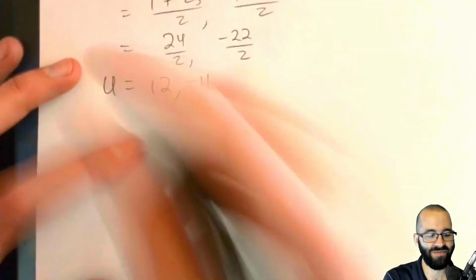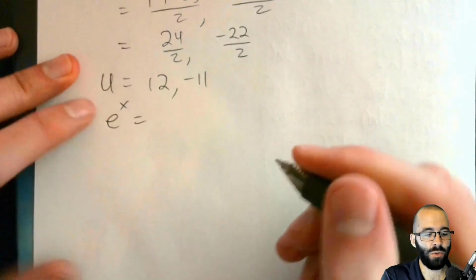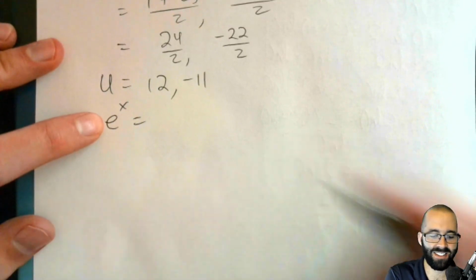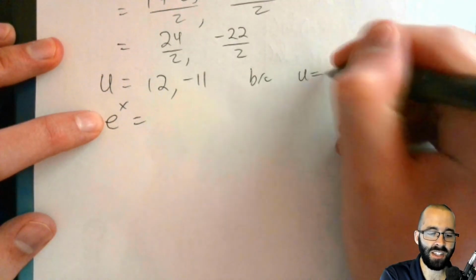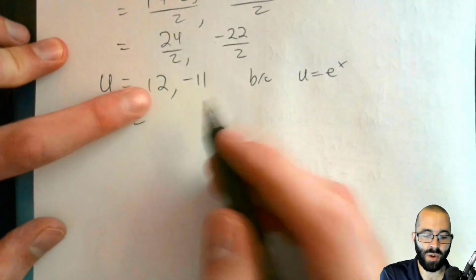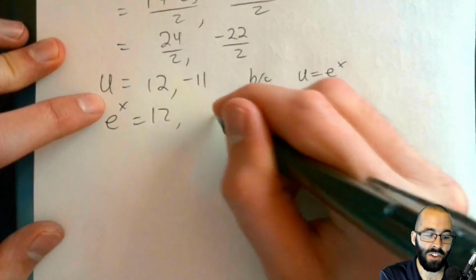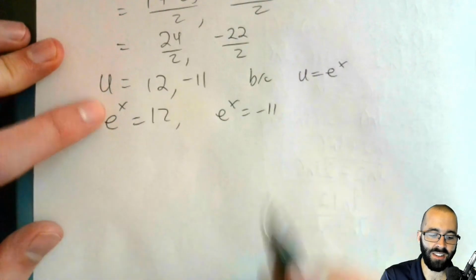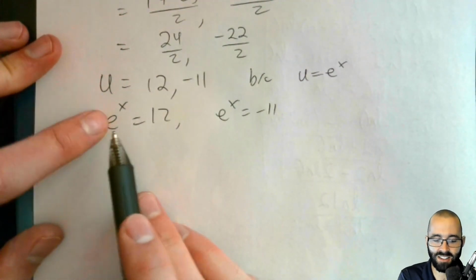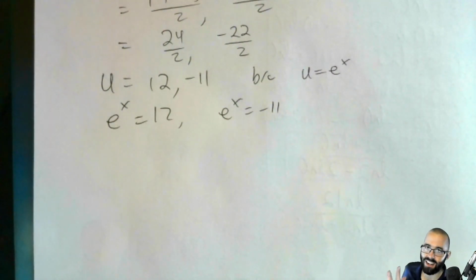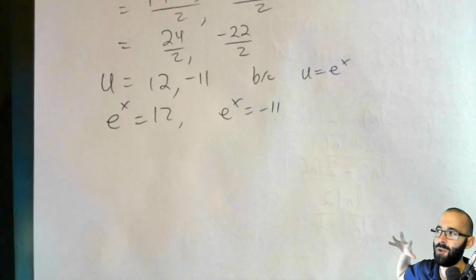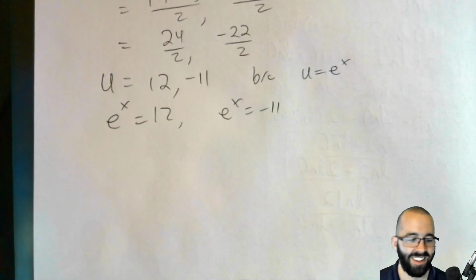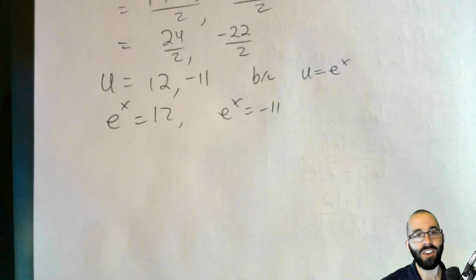So replace u with e to the x, right? Because u is equal to e to the x. So u is equal to 12. And u is equal to negative 11. But u is e to the x. So we have to substitute back. If we substitute forward to solve the problem, we have to also go back at the end. All right. And we have to solve each of these.